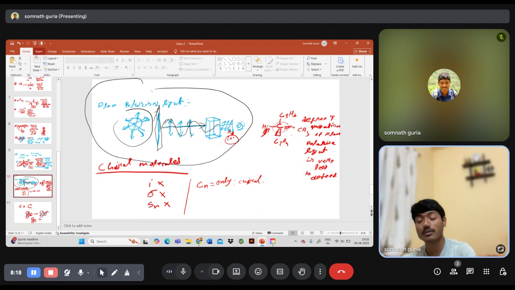Everywhere we can find the identity operator, and Cn other than n equals one, we can find some other numbers. But if it doesn't contain any other symmetry element other than the Cn, then the molecule is possibly a chiral molecule.